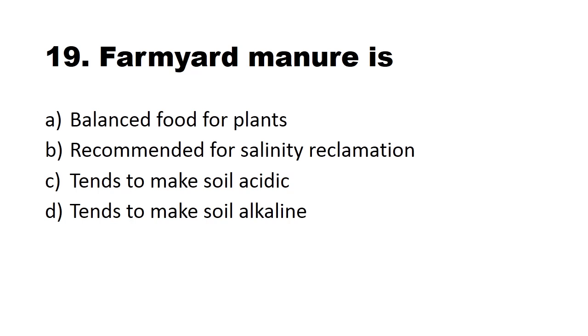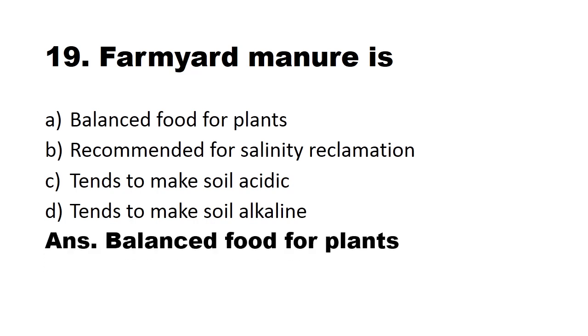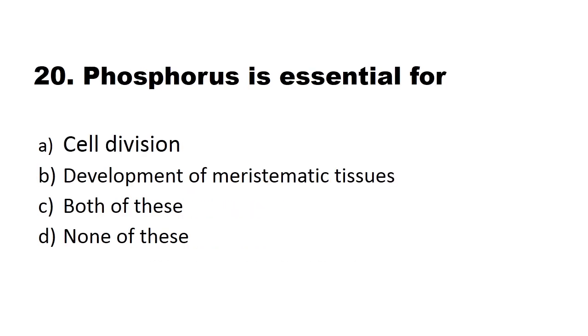Question number 19. Farmyard manure is option number A, balanced food for plants. Option number B, recommended for salinity reclamation. Option number C, tends to make soil acidic. And option number D, tends to make soil alkaline. And the right answer is balanced food for plants. Farmyard manure is balanced food for plants.